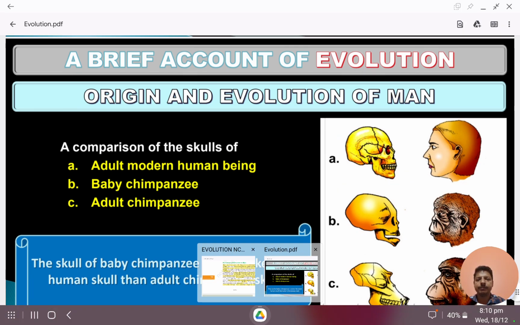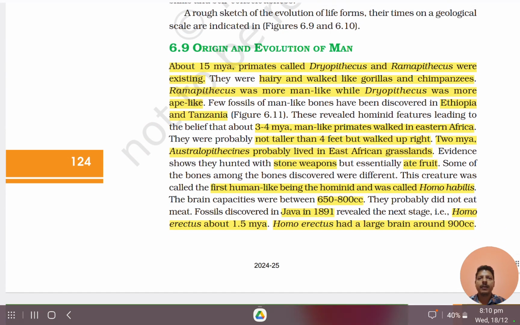Let's see the NCERT. Same points are given. What we have already seen? 15 million years ago, primates called Dryopithecus and Ramapithecus were existing. They were hairy, walked like gorillas and chimpanzees. Ramapithecus was more man-like, while Dryopithecus was more ape-like. We already saw it in the diagram.